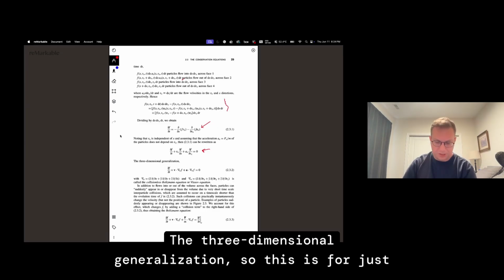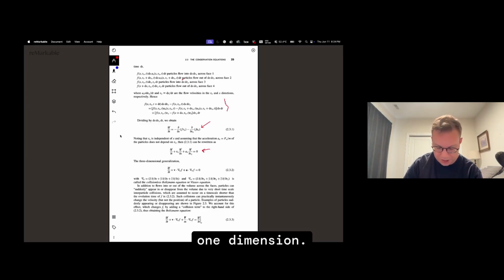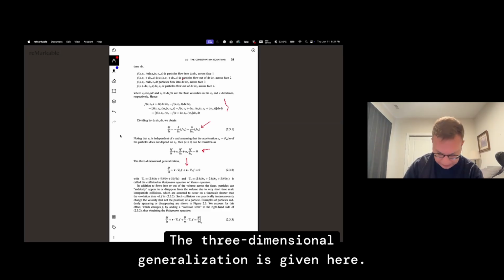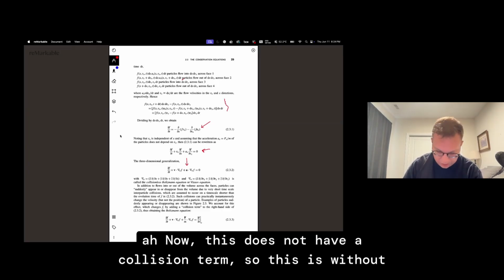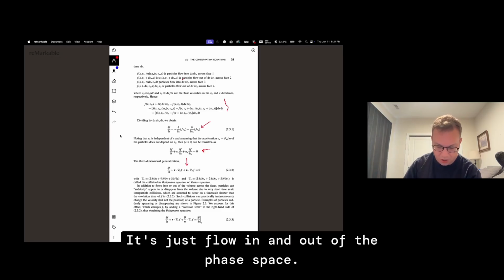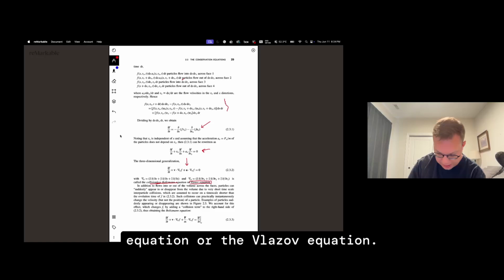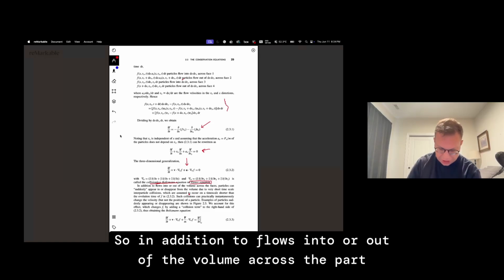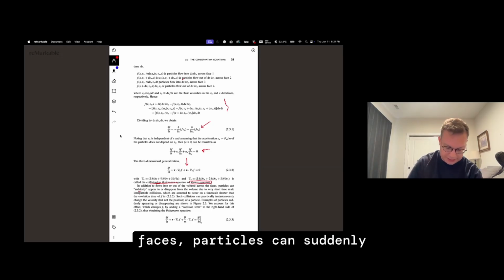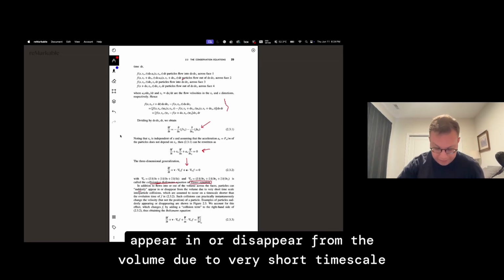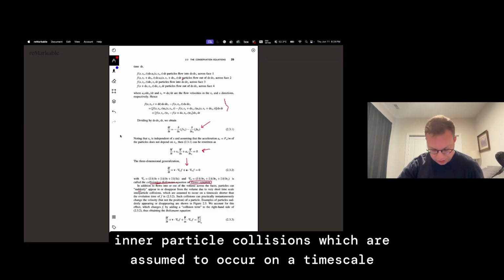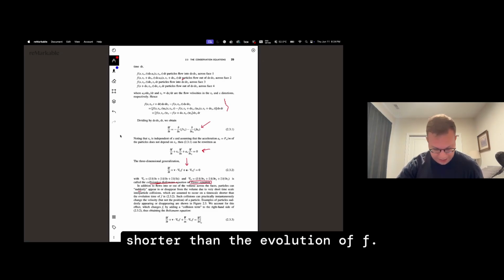The three-dimensional generalization, so this is for just one dimension, is given here. Now, this does not have a collision term, so this is without collisions. It's just flow in and out of the phase space, and this is called the collisionless Boltzmann equation, or the Vlasov equation. So in addition to flows into or out of the volume across the faces, particles can suddenly appear in or disappear from the volume due to very short timescale interparticle collisions, which are assumed to occur on a timescale shorter than the evolution of f.